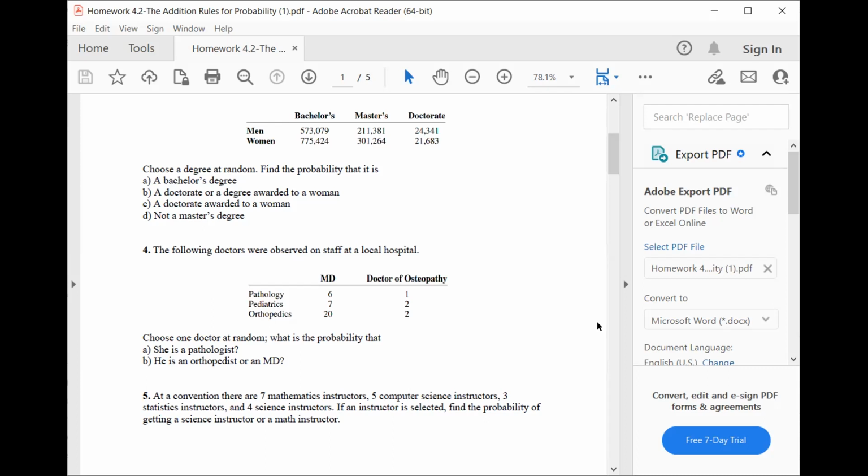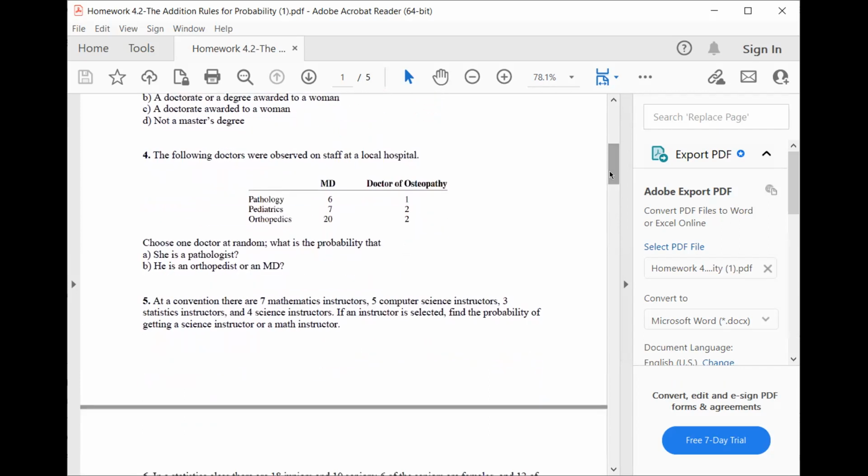So it says find the probability of getting a science instructor or math. I'm assuming that these groups don't overlap, but we'll find out. Just from the way the question's written, that's what I think, that they're not meant to overlap. But we do need to figure out how many total we have. So how many total instructors do we have? 19. Okay.